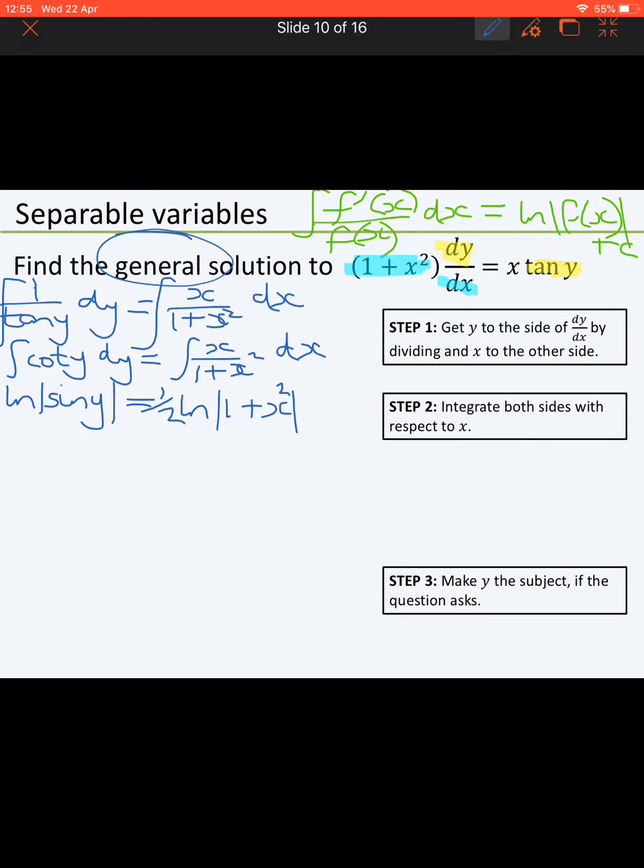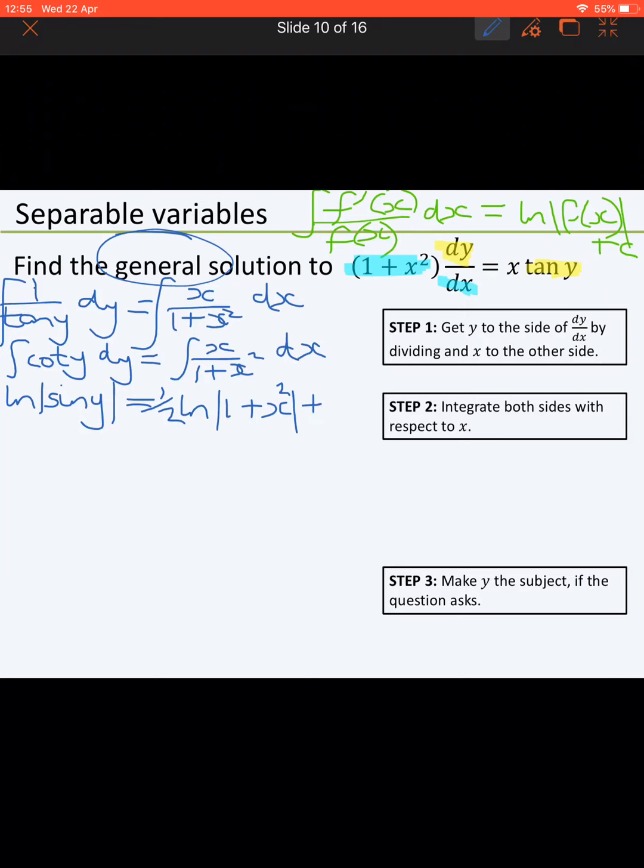Then we have to put our constant. So what we've been doing so far is putting plus c. Now, where both terms are currently written as natural logarithms, written as ln something, it makes sense to write your constant also in terms of a natural logarithm.